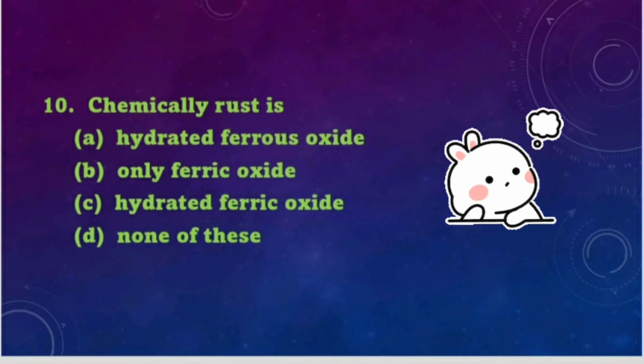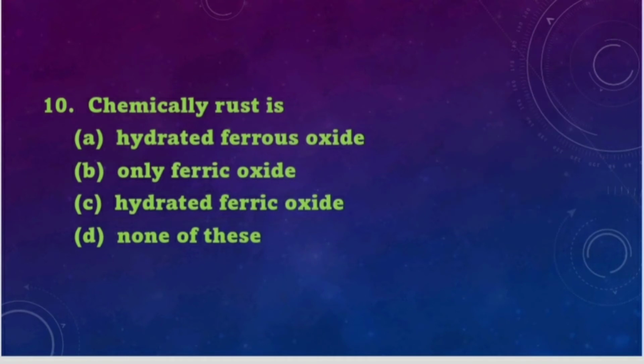Question number 10. Chemically rust is option A, hydrated ferrous oxide, option B, only ferric oxide, option C, hydrated ferric oxide, and option D, none of these. So the answer is option C, hydrated ferric oxide.